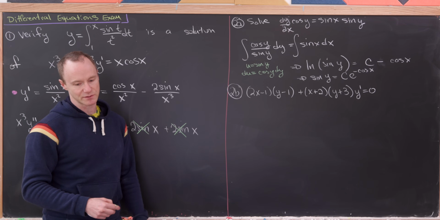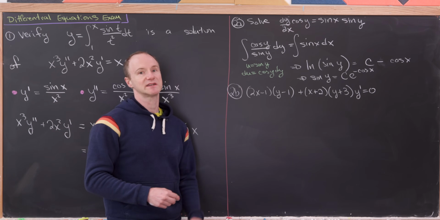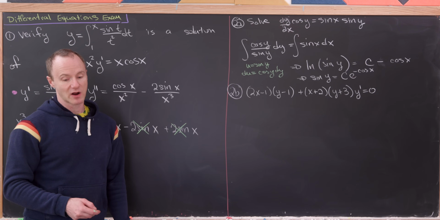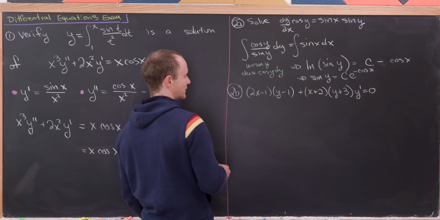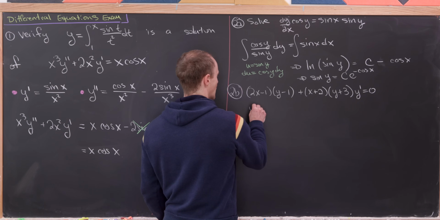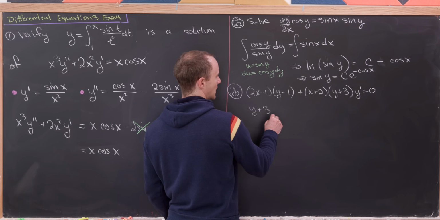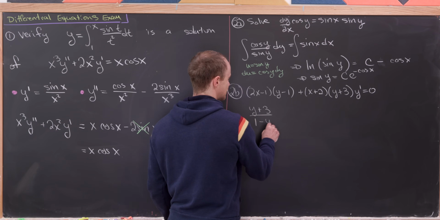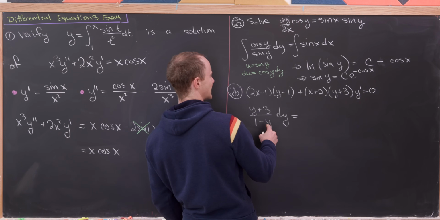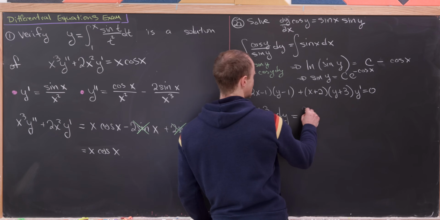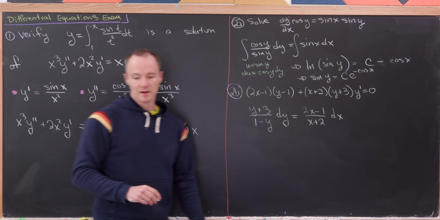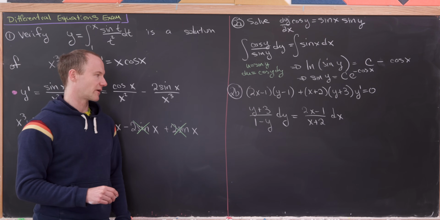Okay, so now let's look at this next one. We have (2x - 1)(y - 1) + (x + 2)(y + 3)y' = 0. This is another separable differential equation. Observe that we can write it as (y + 3)/(1 - y) dy = (2x - 1)/(x + 2) dx. So again, that's just from moving some stuff around.